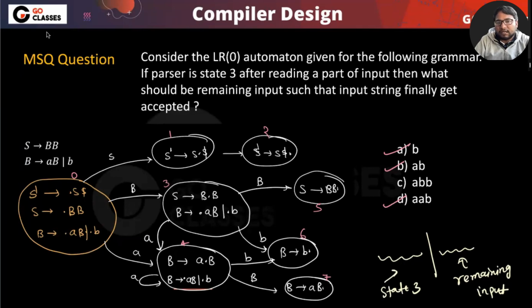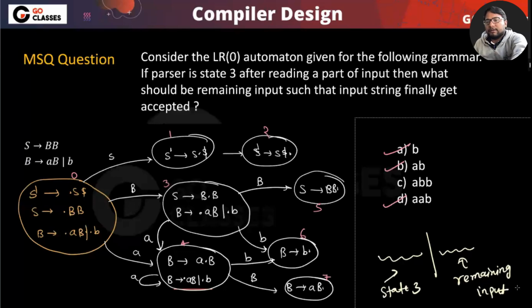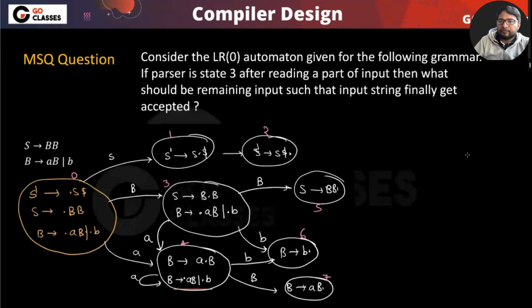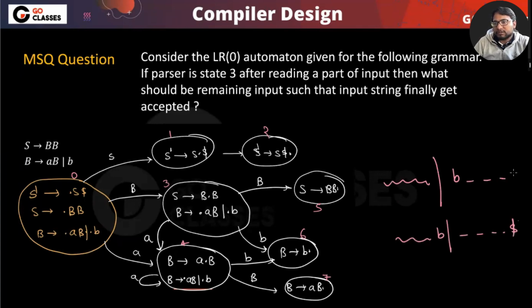No, see, you are in state 3. Now if small b is coming, you will say something like this: you are in state 3, and let's suppose a small b is the next thing, then you will push the small b, and whatever is there will be here. You will go from here to here, then you will go to 6, and then after the reduction, if you reduce that to capital B, where will you go? That is my question.